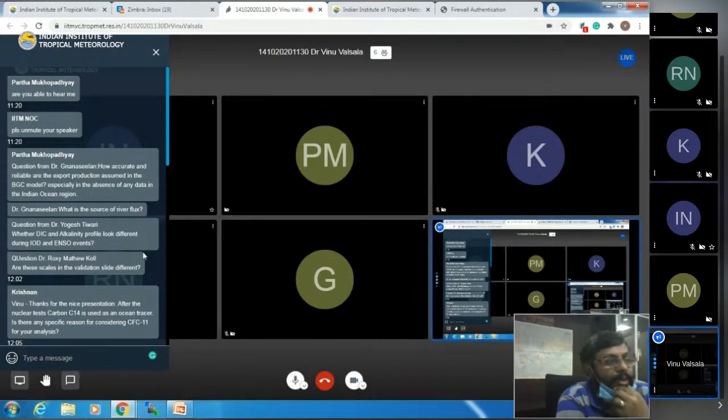So far the export production in this particular model is calculated from the phosphate restoration approach. What we do is we compare the primary production and we compare the nutrient profile below the euphotic zone as a validation tool. As such, we do not have export observations to compare it very well. So that is a very challenging question, and we do agree that unless we do that also properly, we will not be able to accurately depict the variability. What we see is indeed the variability.